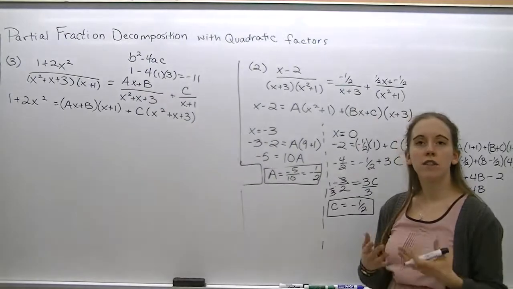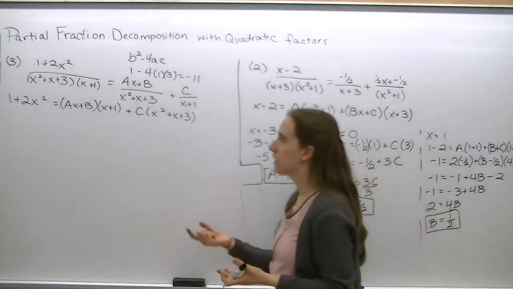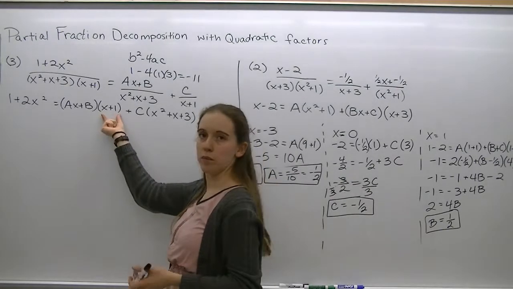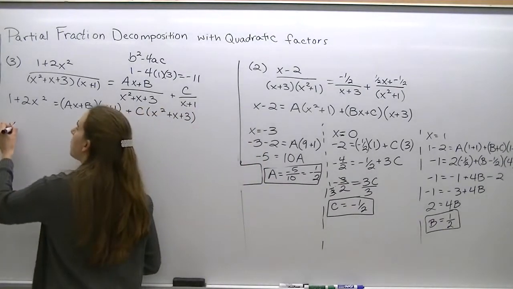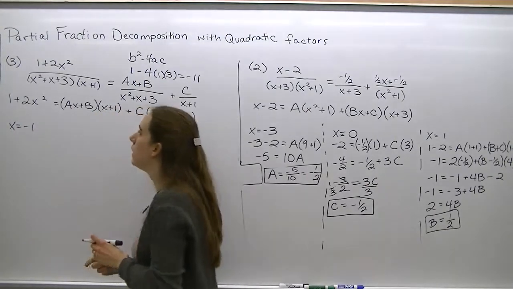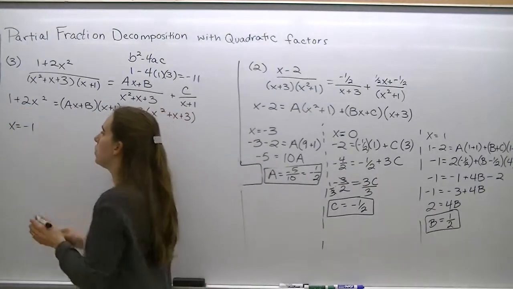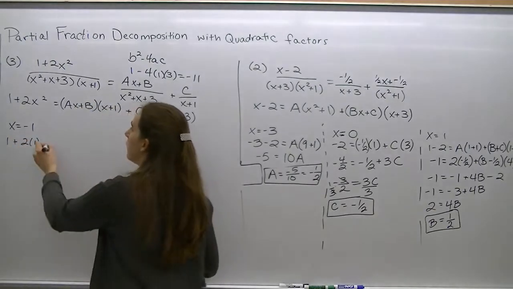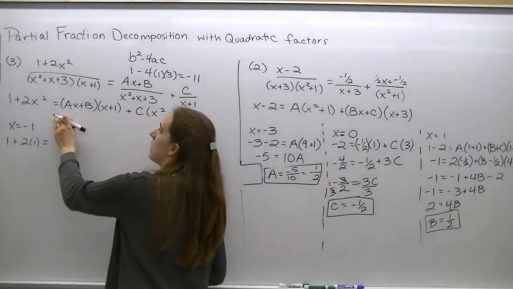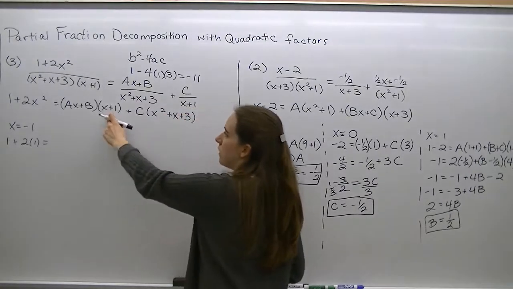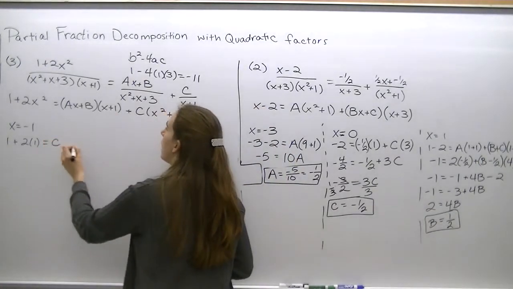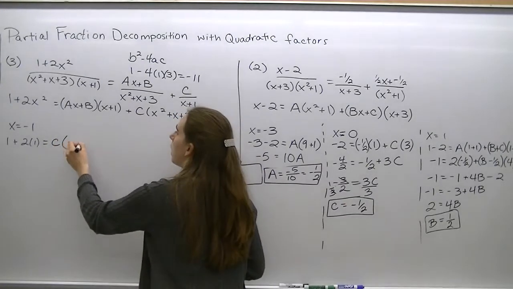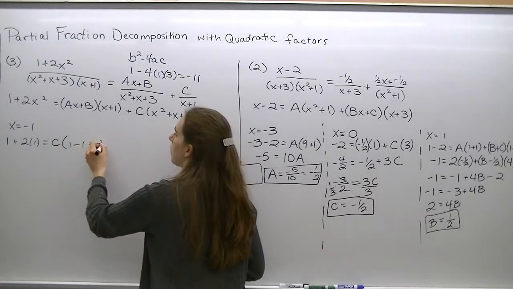So now we're just left to find good values of x. Well, I notice that negative 1 is going to make this term 0. So that's probably a good place to start. So I get 1 plus 2 times negative 1 squared. This term is all going to be 0 because this is 0. So I have c times negative 1 squared plus negative 1 plus 3.